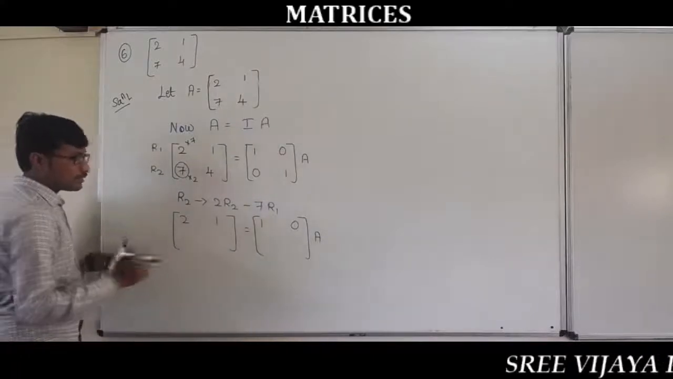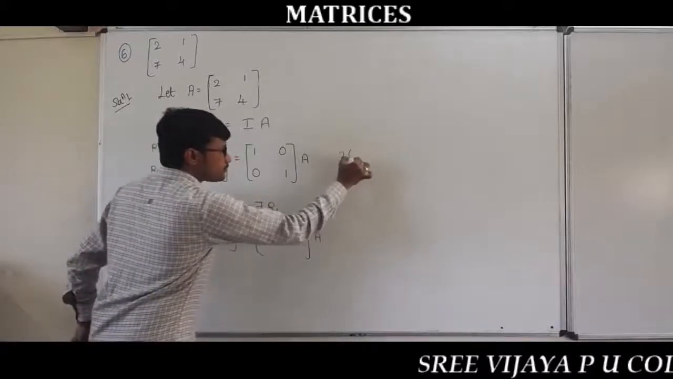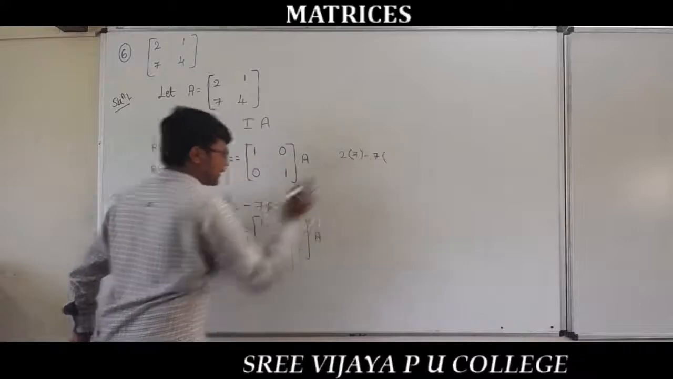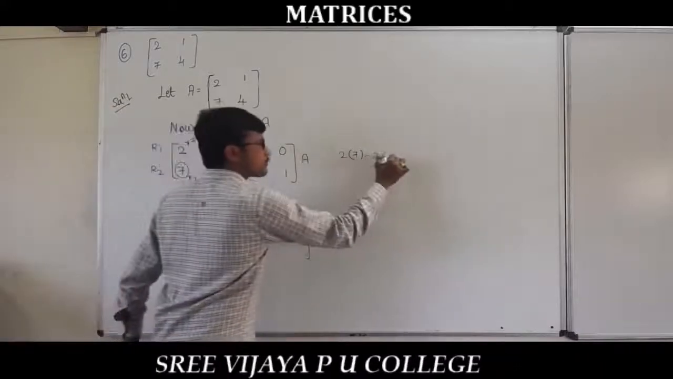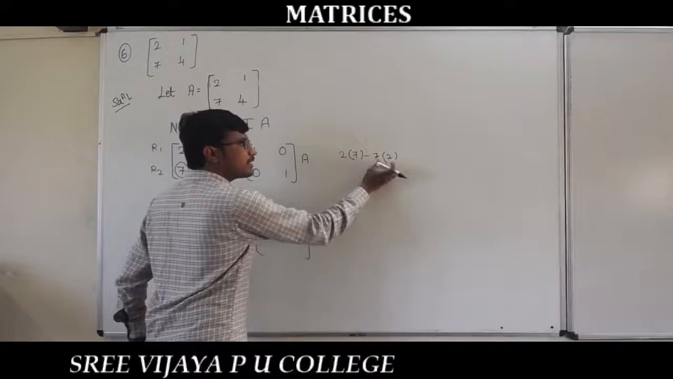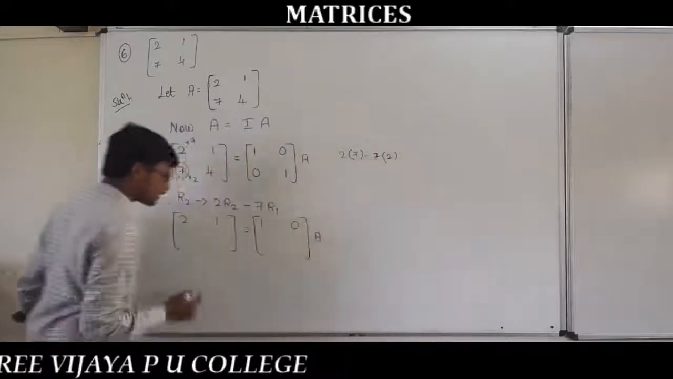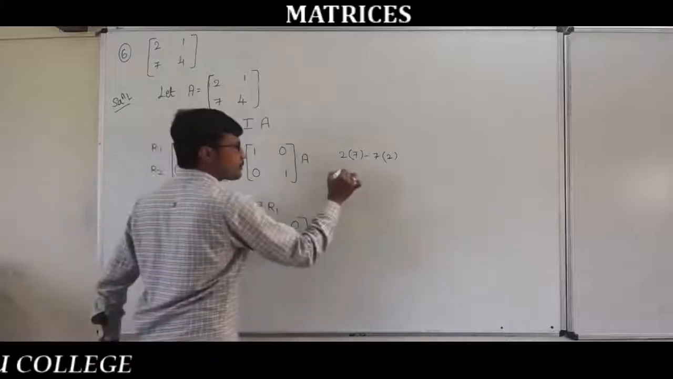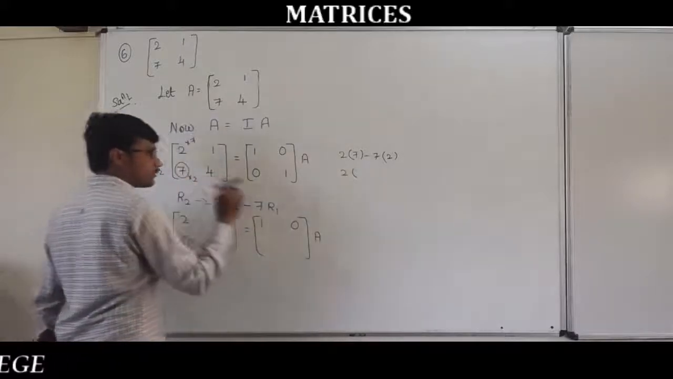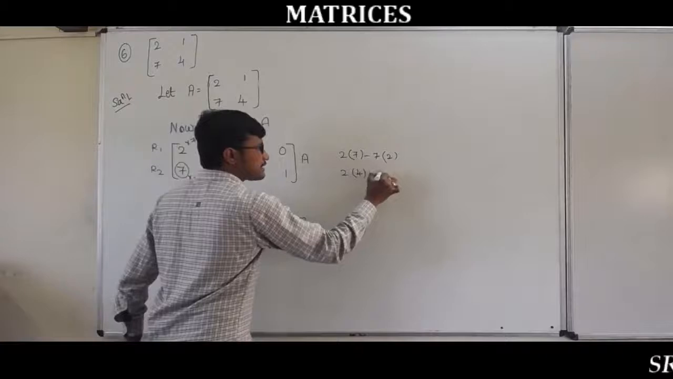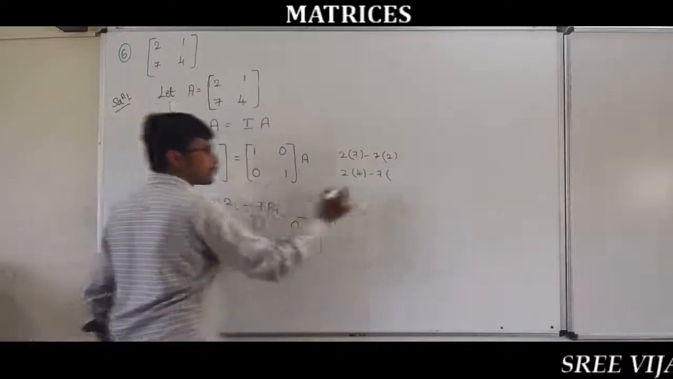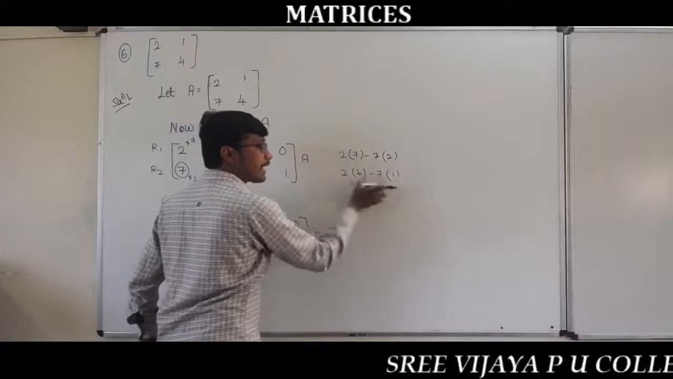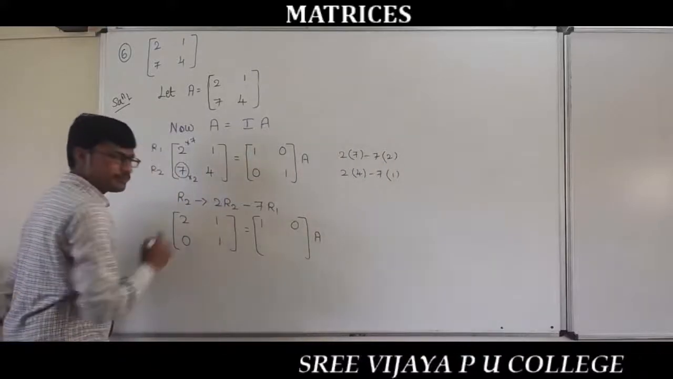That is 2 times R2, which is 7, minus 7 times R1, which is 2. 2 sevens are 14, 7 twos are 14. 14 minus 14 is 0. Next, 2 times R2, which is 4, minus 7 times R1, which is 1. 2 into 4 is 8, 7 into 1 is 7. 8 minus 7 is 1.